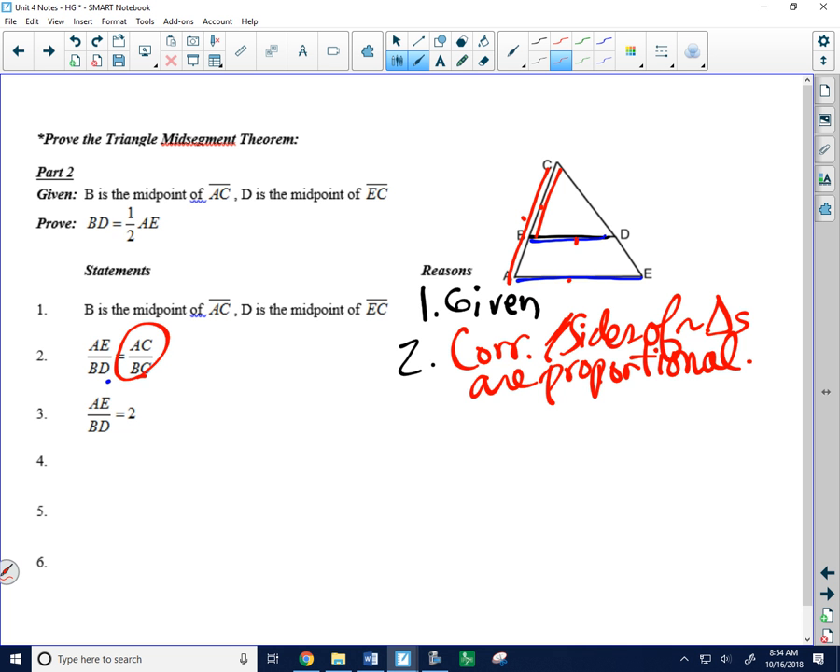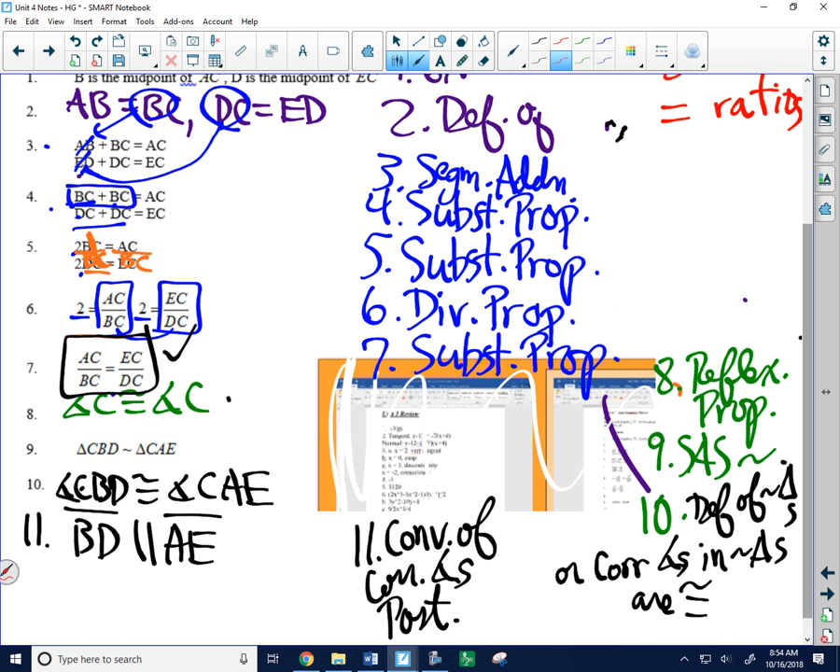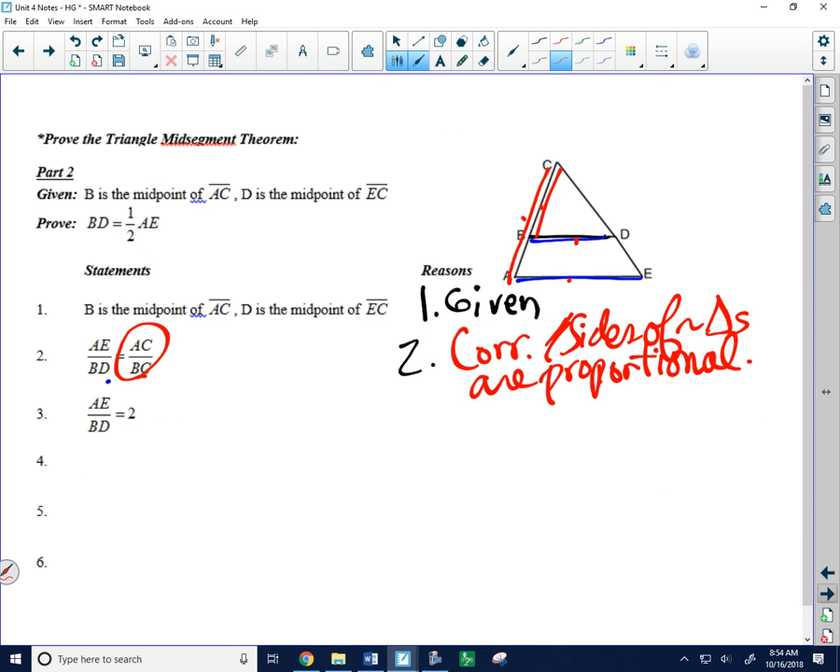I'm going to look back at the last proof that we just did. AC over BC, right here, was 2. So I'm going to plug that in. AC over BC is 2. That's just substitution. We had to do the first proof in order to get to this one.